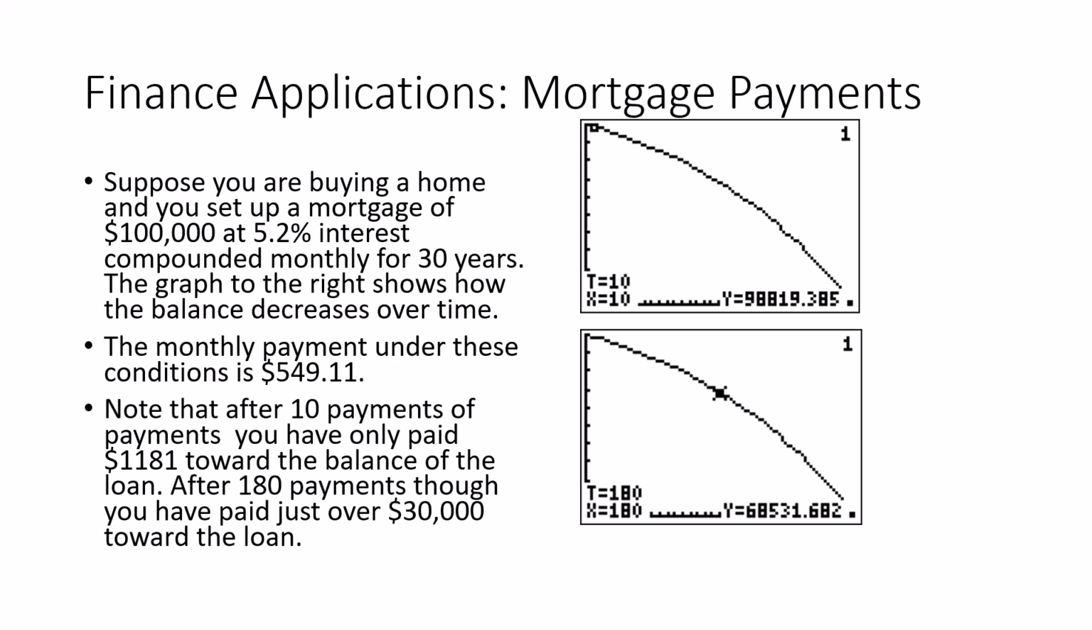Now, after 180 payments on this loan, the amount that you still owe is $68,531 and about 68 cents. You've paid just over $30,000 toward the actual loan amount. You still have a lot of interest that you're paying on.